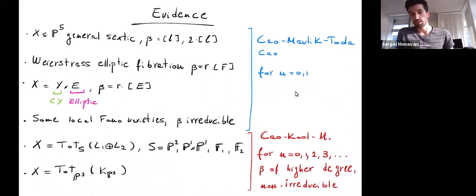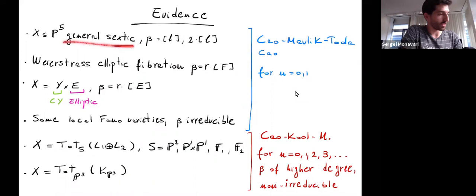So these were conjectures, and of course, if you have conjectures and you want to convince people that the conjecture should actually hold, then you should produce some evidence. Evidence was essentially given by two groups of people. One was by Zhao, Malik and Toda, and Yalong Zhao himself in their series of papers. They produced many examples in many different kinds of geometries. Let me just report briefly which kinds of geometries these are. They take either a general sextic, or some elliptic fibrations, or some local Fano varieties.